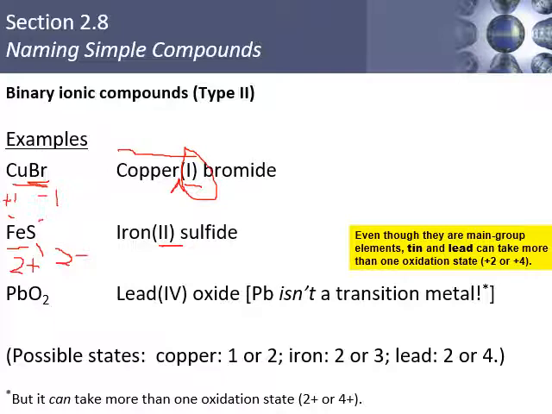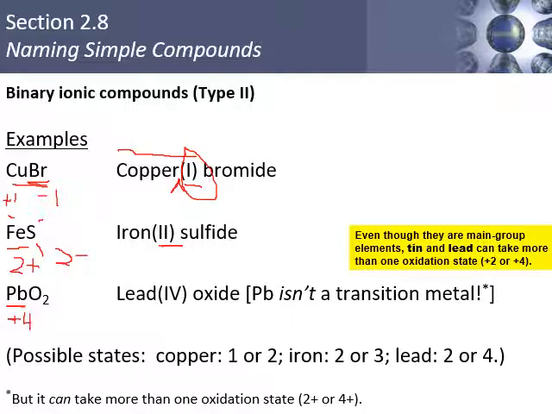For lead, this is one of the two that I mentioned previously that are not transition metals, but you still have to do the Roman numeral because the lead and the tin can both take +2 or +4. In this case, this has to be +4, and the reason we know that is because we know O is -2, so this has to be +4.